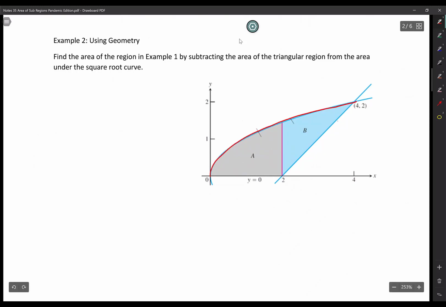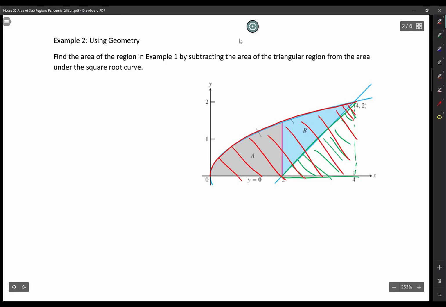Here's the square root curve. I want you to notice. Do you see that in green? Isn't that just a triangle? So can't I just find the area under the curve of the square root curve, which would give me everything here in red? And if I subtract the region in green, won't that give me the same answer then? It should. It should technically, right?